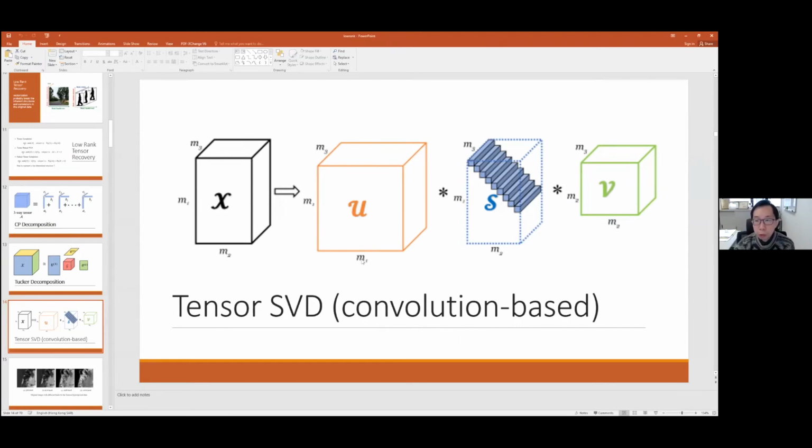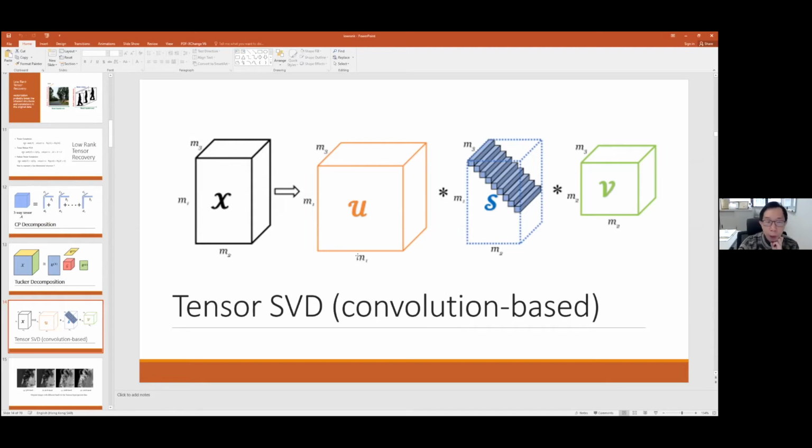The nice thing is that U and V are similar to the matrix case: they are unitary, or orthogonal. And S is very close to a diagonal form, but now instead of scalar entries, the entries are described as tubes. So here you see the tubes. Because of this, it is very similar to our familiar matrix SVD, but the difference is that now we express everything in convolution.